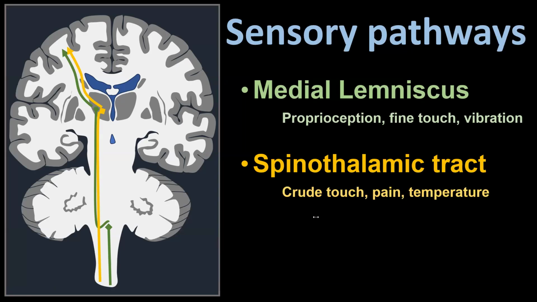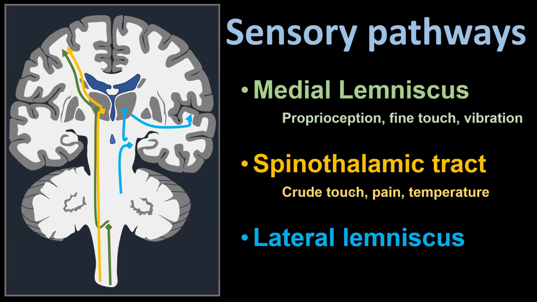Then we have the spinothalamic tract. The spinothalamic tract carries information about crude touch, pain, and temperature. This information has already decussated low in the spinal cord, so there's no decussation at the level of the medulla oblongata. There's a synapse at the level of the thalamus, and then this information is relayed to the cerebral cortex. And finally, we have the lateral lemniscus, which carries auditory information from the brainstem to the primary auditory cortex, the Heschl's gyrus, in the temporal lobe.